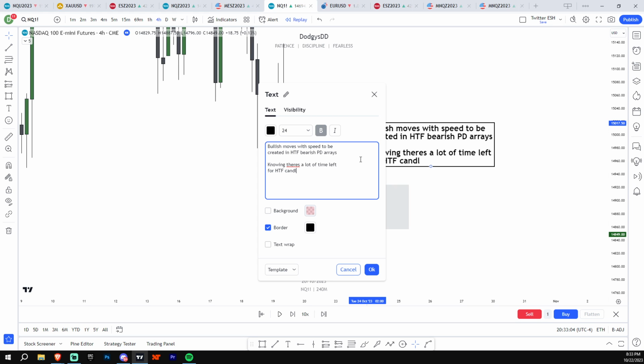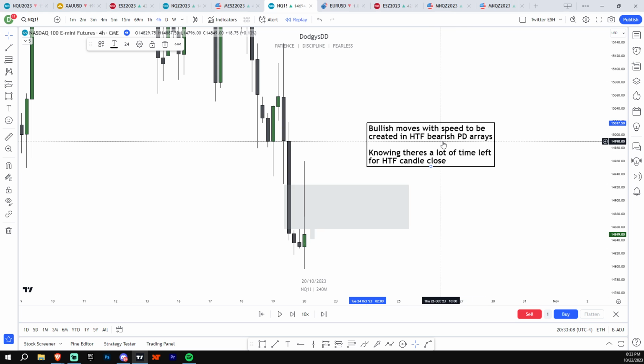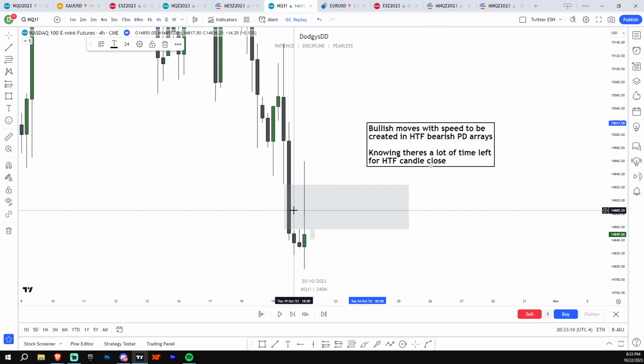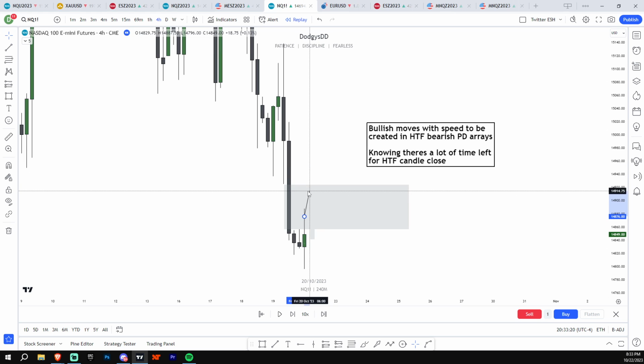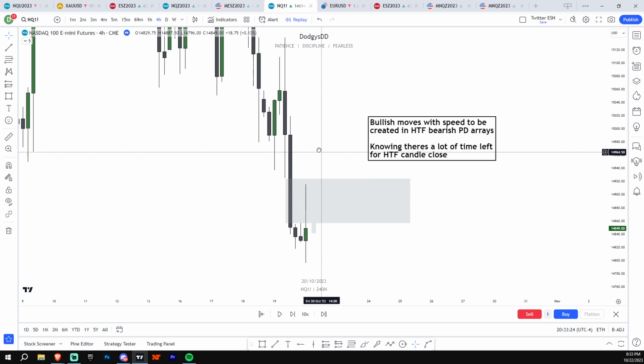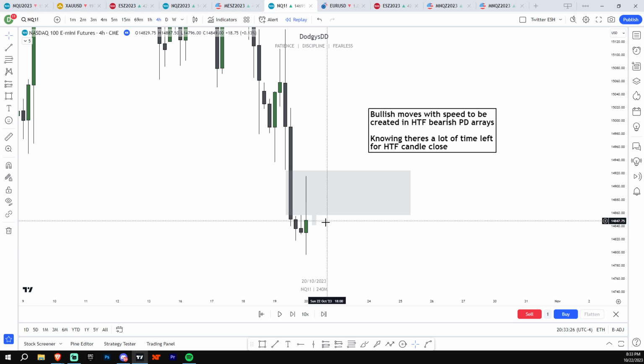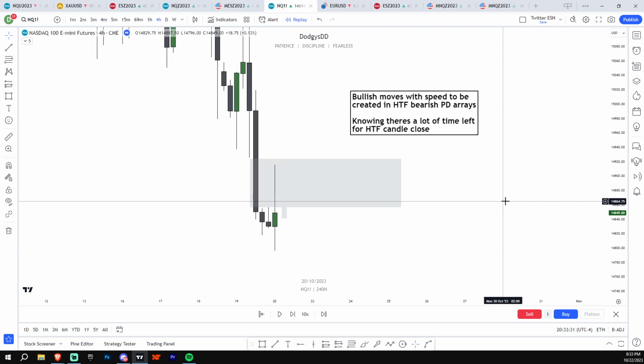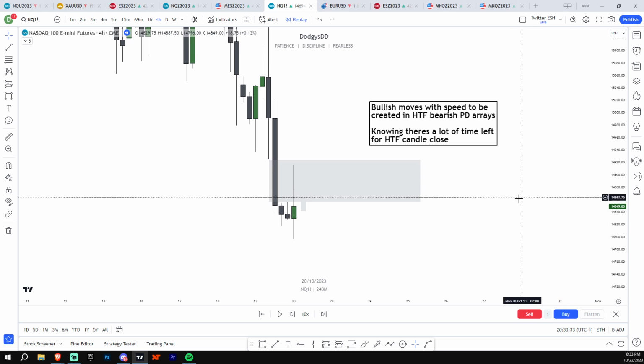That's the other key part of this. These bullish moves with speed are created in higher time frame bearish PD arrays, such as this one, when you know there's like an hour or 2 hours left of that candle close. Because if we get that inversion setup, well, the wick is up here, or right here, maybe it doesn't really matter where. If that plays out, we have to go down before that candle closes. So it gives you a time where, okay, this play should work by this candle close or whatever.